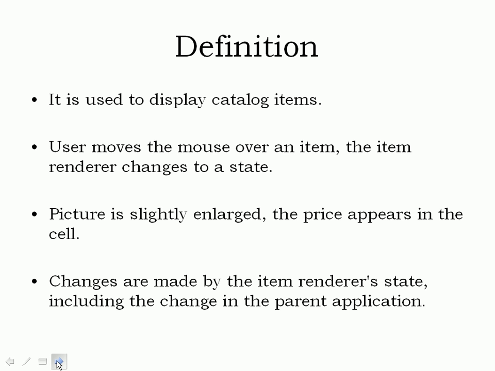It is always used to display catalog items, and once the user moves the mouse over an item, the item renderer changes to a state. The picture is slightly enlarged, and the price appears in the cell. It has certain changes made for the item renderer state, which always includes a change in the parent application.